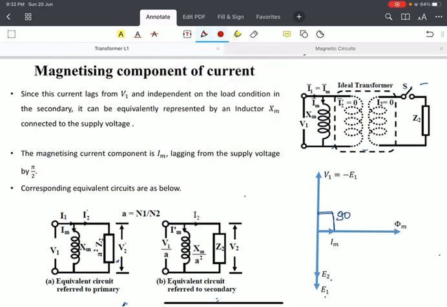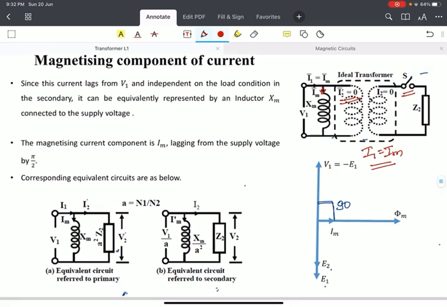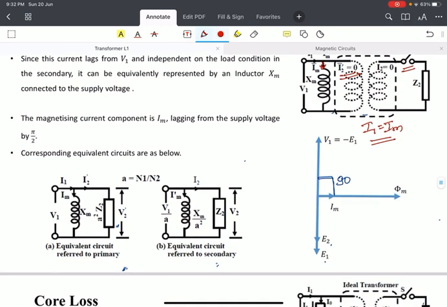As you can see here, this is I1. This is the magnetizing current Im, which is going through the inductor XM connected to the supply V1. In this case, as there is no load connected, I2 dash, the secondary equivalent in the primary winding, is equal to 0. Therefore I1 is equal to Im. This is during the no load condition. An equivalent circuit with respect to the primary can be written like this.